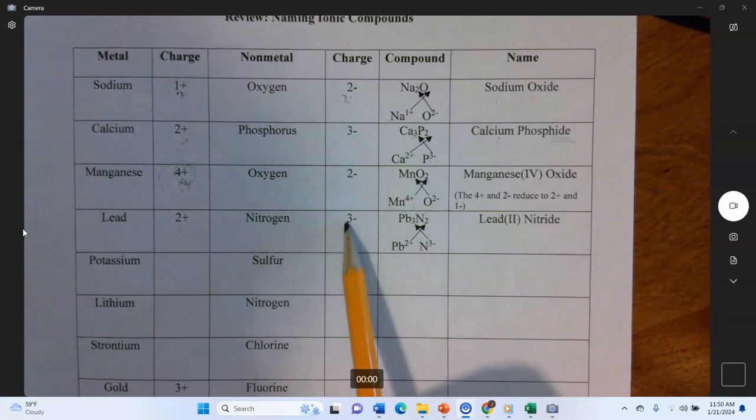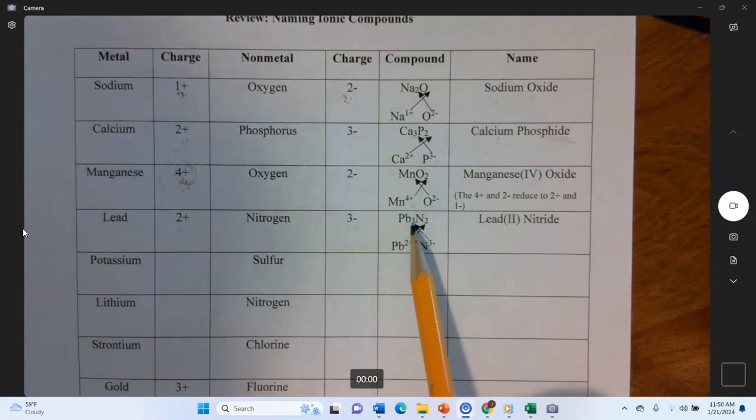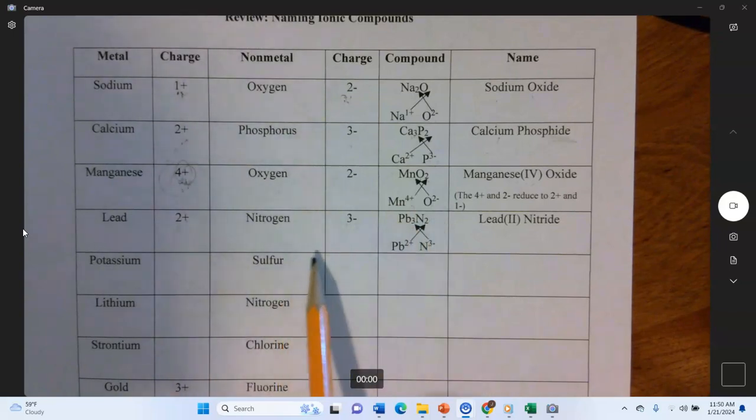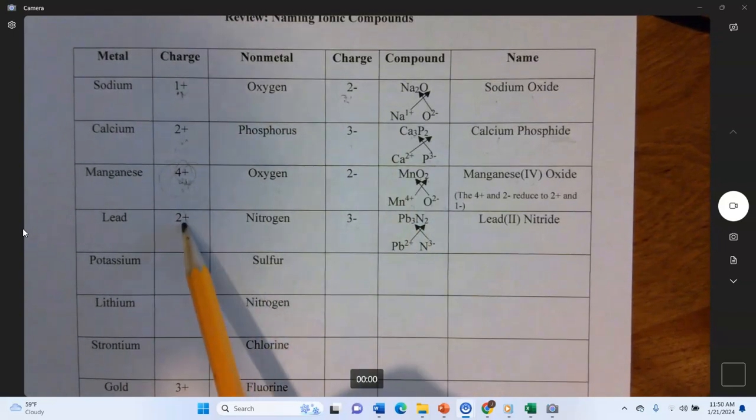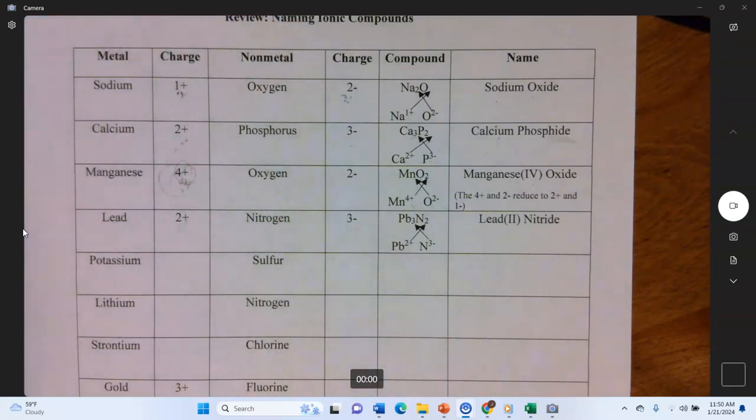Now, since you can't reduce 2 and 3 the way you could 4 and 2, it's just going to stay as Pb, 3, and 2. And since the lead had a 2 plus charge, it's not how many lead atoms, it's the charge on them. It's going to be lead 2 nitride.